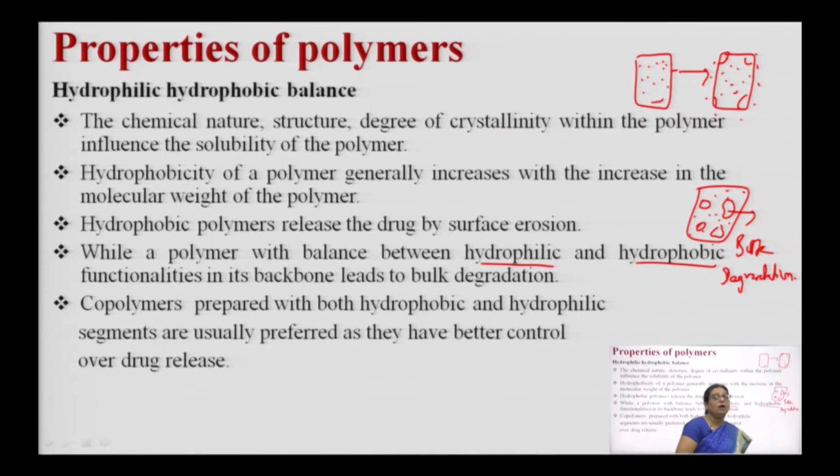Example is poly lactic-co-glycolic acid, which is a copolymer of polylactic acid and polyglycolic acid, and due to the differences in the degradation of these two polymers, the degradation rates of these two polymers are significantly different. By mixing them in different proportions, we can get a poly lactic-co-glycolic acid with desired degradation rate or desired erosion rate, and we can formulate such systems which will give us the release at the desired rate.